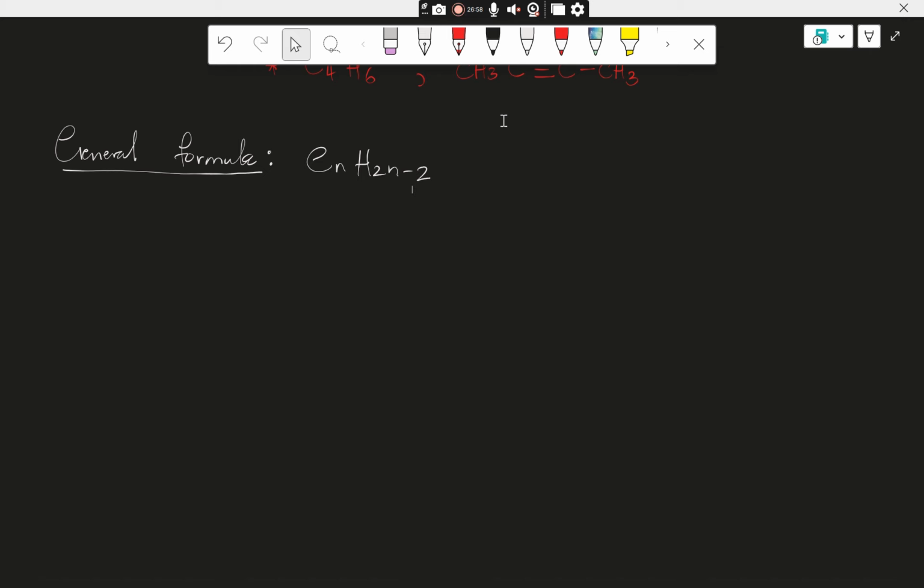So let's meet next time to look at haloalkanes, what haloalkanes are, and if there's anything more to add on hydrocarbons, I will also add. But this is when we finish the section on hydrocarbons.